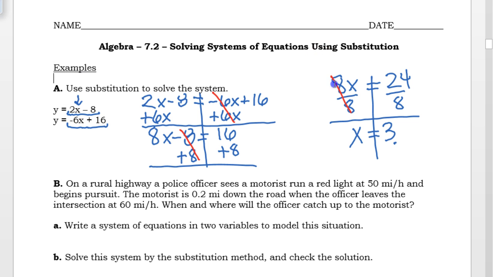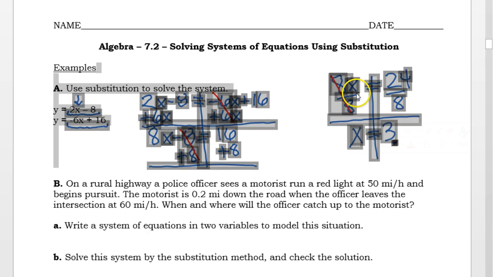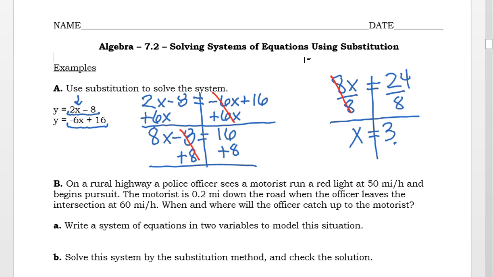I want to see if I can do this. No, that's not going to work. Okay, I can fit some space over here. We will substitute that 3 in for the x. 2 times 3 is 6. 6 minus 8 is negative 2.